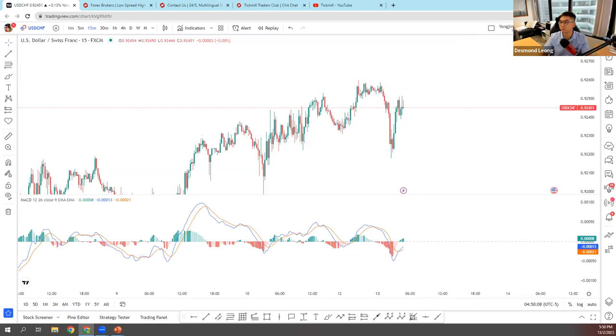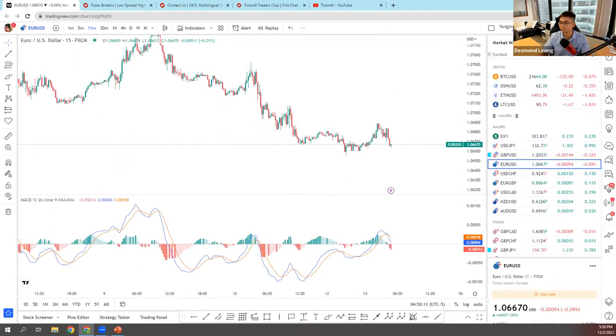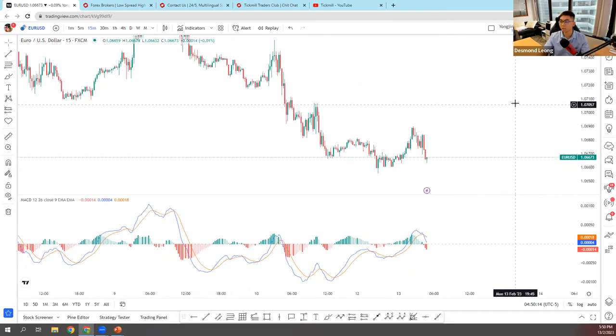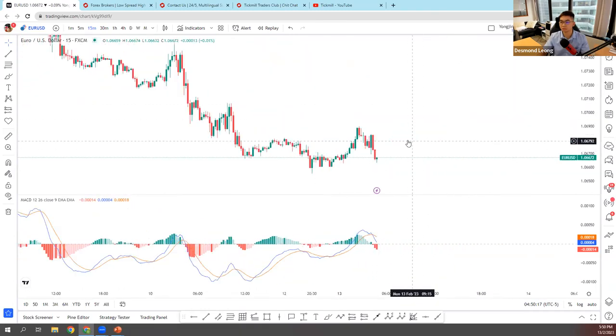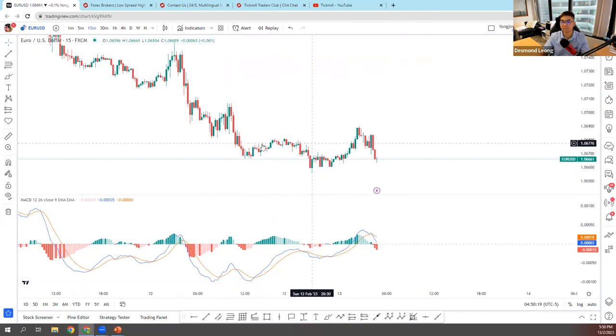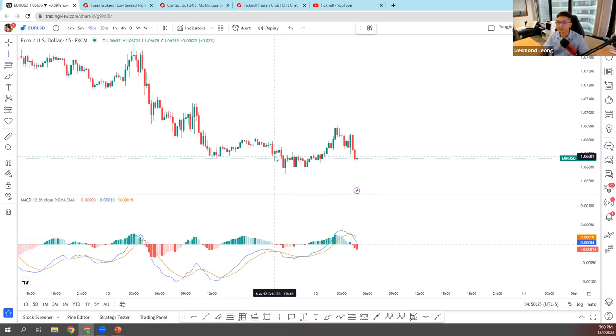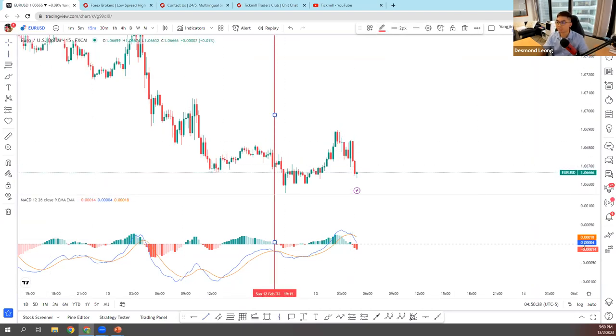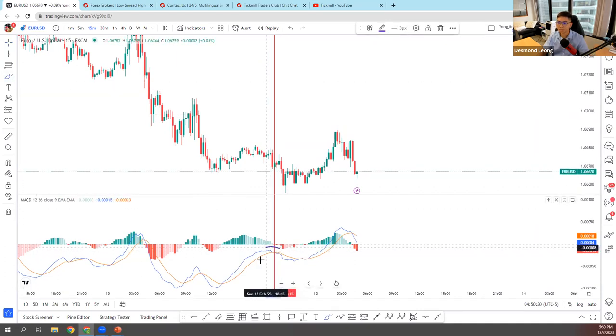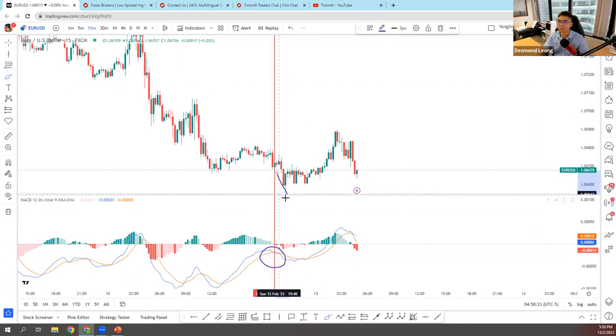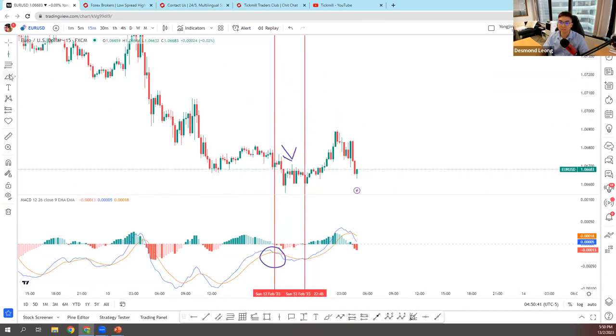Maybe I should use the euro dollar. Looking at the euro dollar, let me use the vertical line so it's very easy for you guys to see. You notice that once price had a crossover right there, a crossover at the bottom, price started to move towards the downside. But when price crossed over once again, price started to move towards the upside.